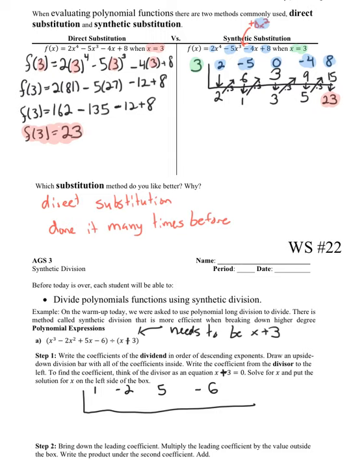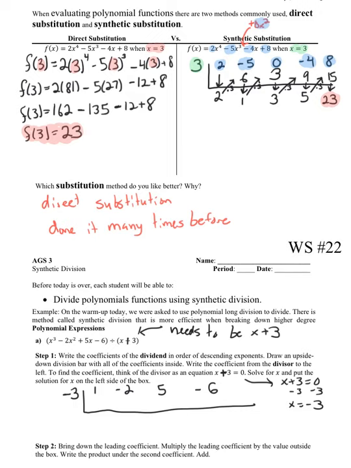Then from there we have this x plus 3 equals 0. We're going to solve for x and put the solution on the left side of the box. So as x plus 3 equals 0, I'm going to subtract 3 from both sides. I'm going to get x equals -3. And there's my solution right there.